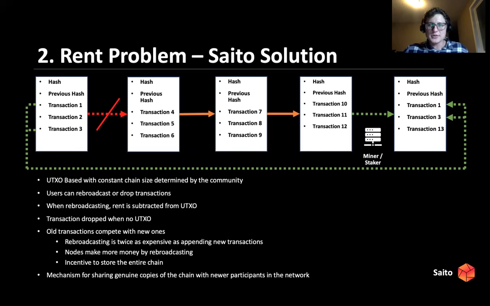They're incentivized to do so just so they could see what those oldest transactions look like, so they could rebroadcast those themselves. And one other very powerful, cool thing that I think this solution introduces is a new mechanism that is used to share genuine copies of the blockchain with nodes that are entering the network.